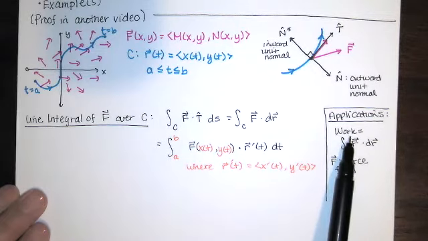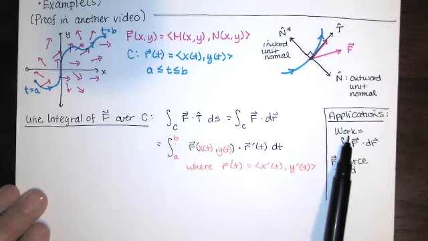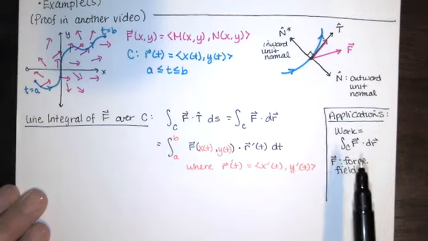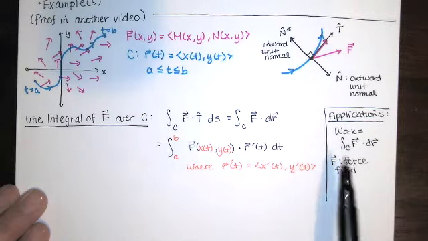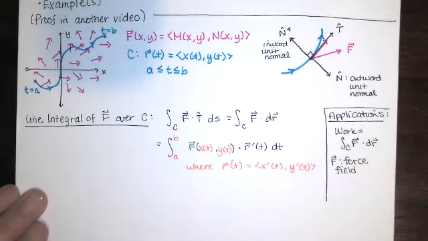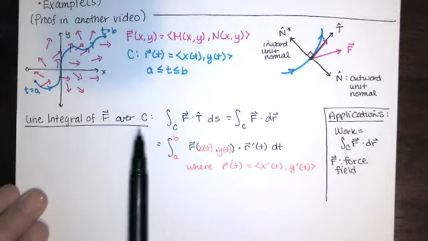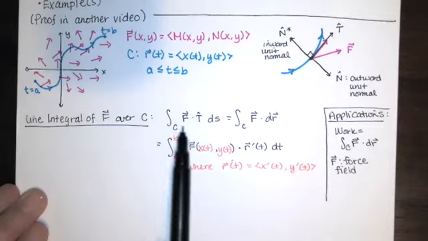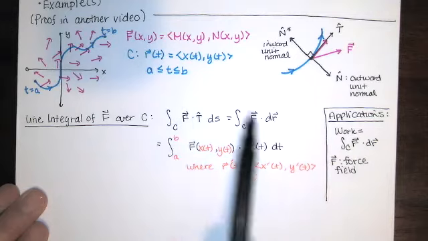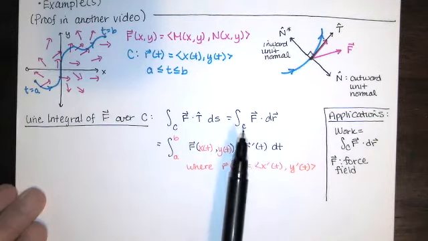Because remember what work is. If I've got a force acting to move some object through some displacement, work is defined to be the dot product of force with displacement. Or if you prefer, you can think of it as the force in the direction of motion times the distance traveled in that direction. Well, if I remember it that way, and then I remember what all these symbols mean, it actually makes a lot of sense.